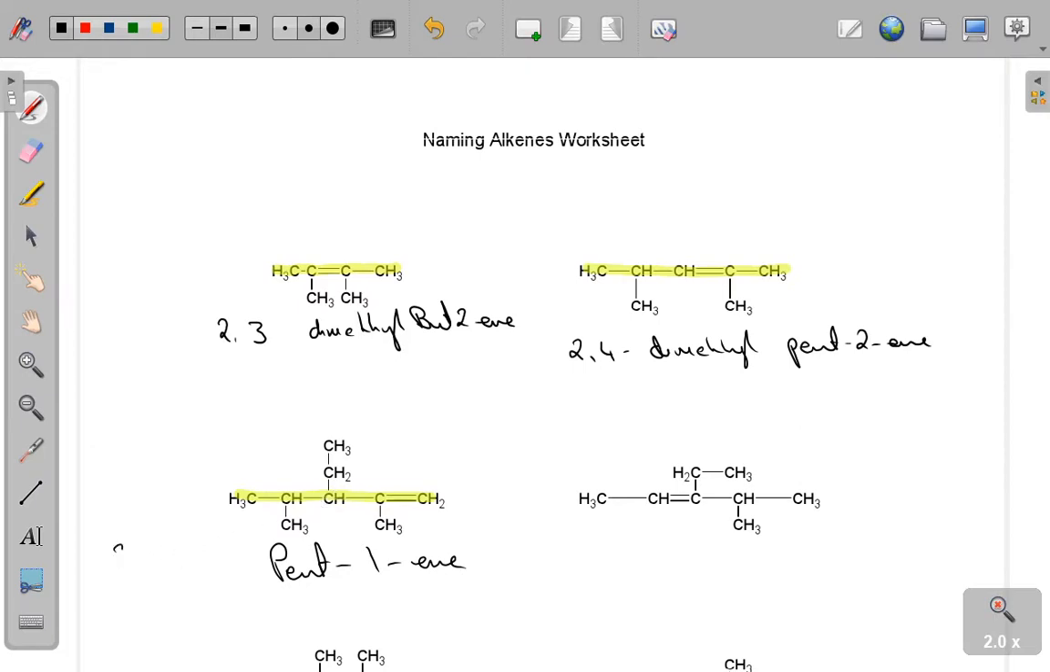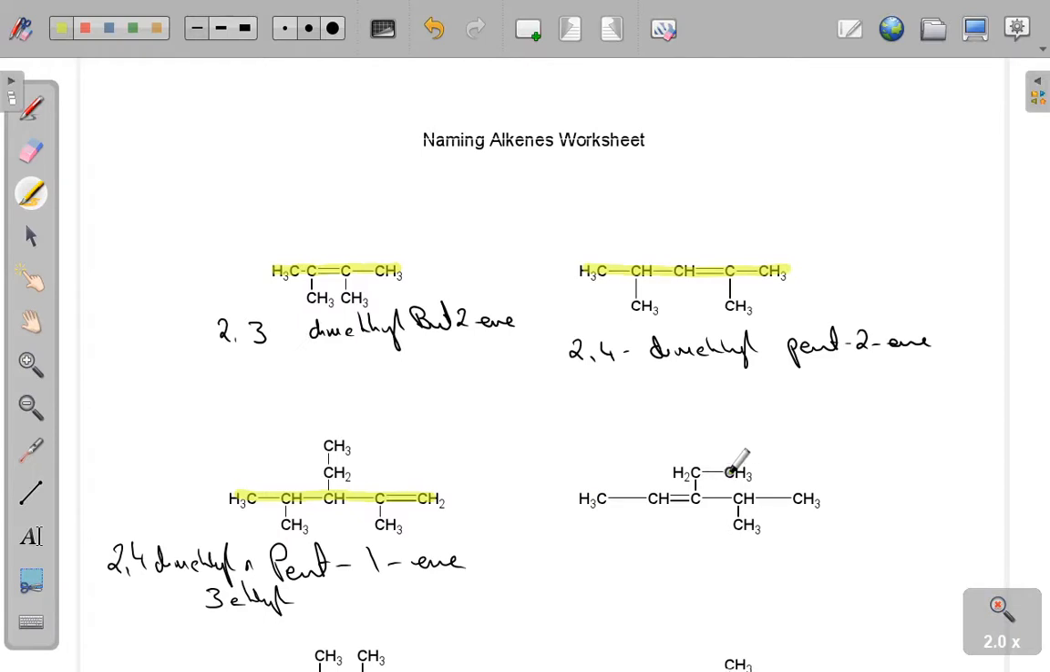So therefore, those numbers first, 2, 4, dimethyl, didn't leave enough space, but down here, 3-ethylpent-1-ene. So 2,4-dimethyl-3-ethylpent-1-ene. Okay, next one. Longest chain, 1, 2, 3, 4, 5.